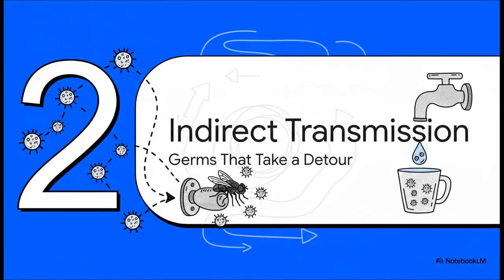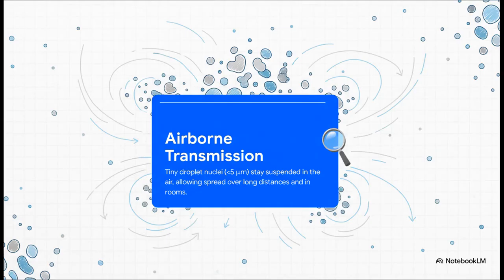All right, we've covered the direct routes. Time to switch highways and talk about indirect transmission. These are the sneaky ones, right? The germs that don't need to go person to person. Instead, they use a middleman to do the traveling for them. First up, we've got airborne transmission. And listen, this is not the same as droplet spread. This is a whole different ballgame.